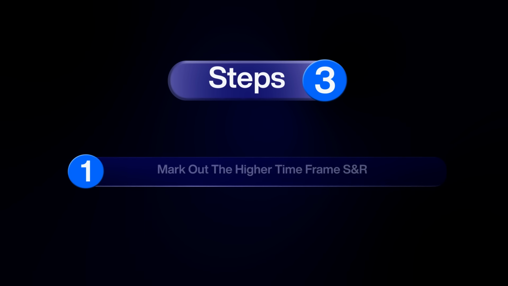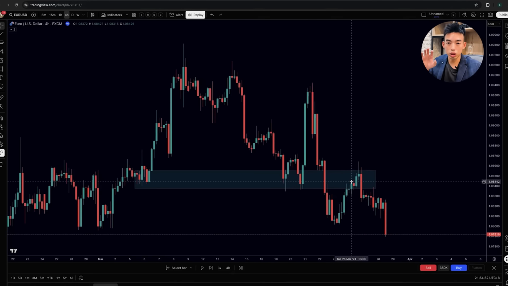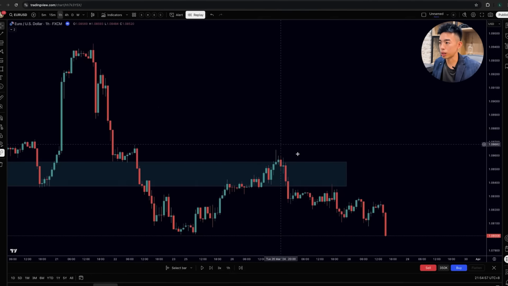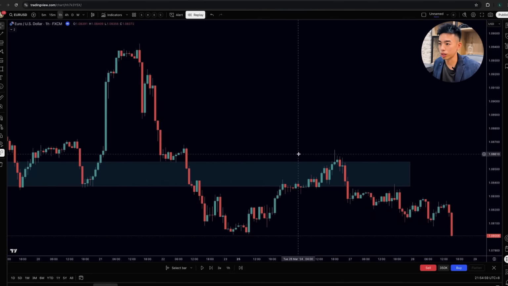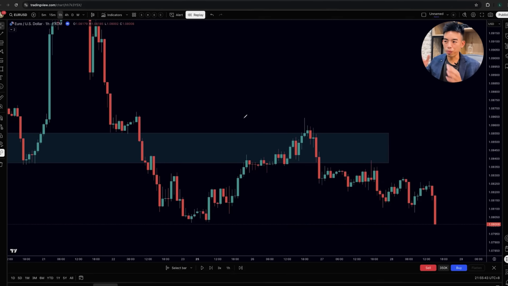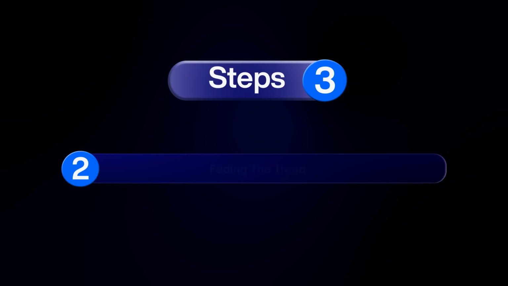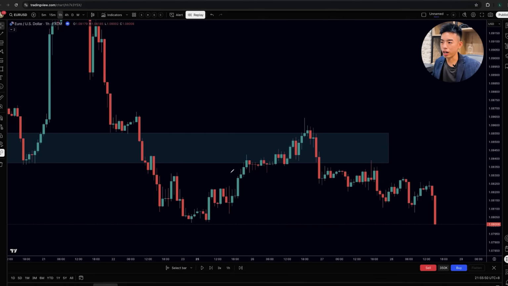risk to reward. So step number 1, make sure to mark out the higher time frame S&R, which we have marked out here. Once we have done that, drop down to the lower time frame. Go to the 60-minute time frame, in this case, from the 4-hour time frame. And on the lower time frame, the only thing that we're gonna be focusing on is fading the uptrend. Okay, when I say uptrend, I'm talking about this pullback. So we're gonna be fading the pullback on the lower time frame.